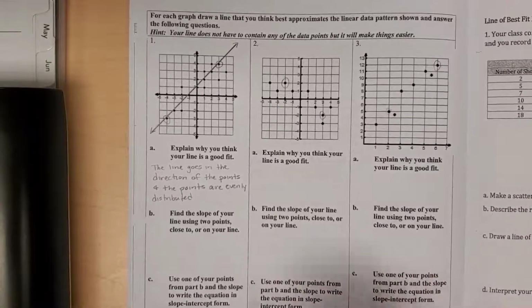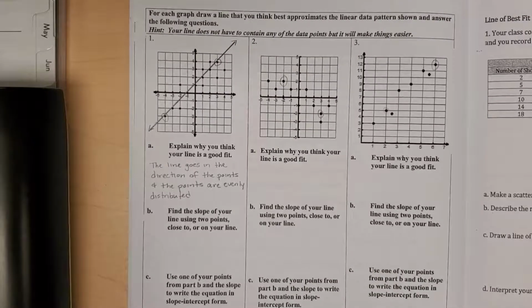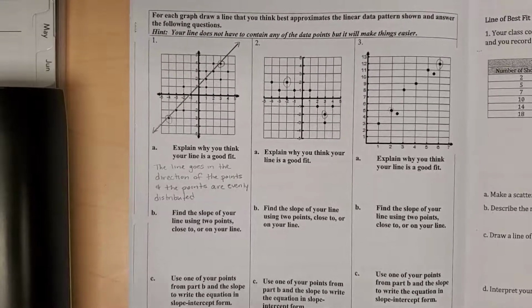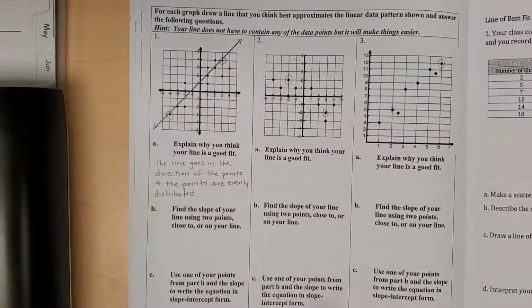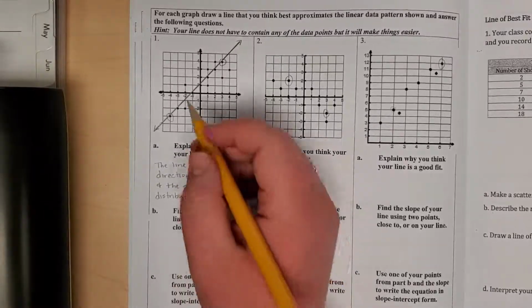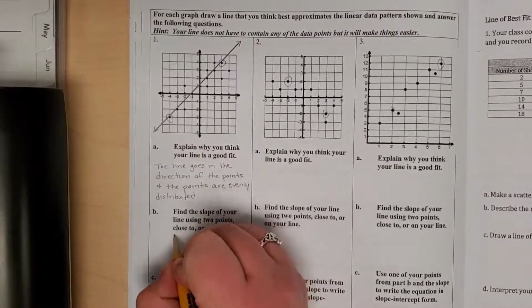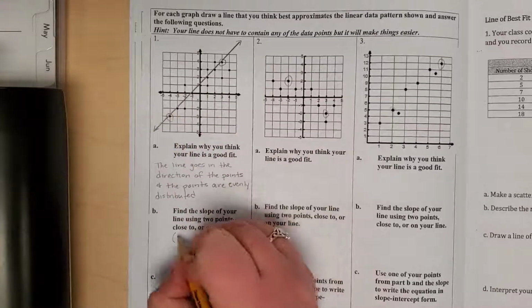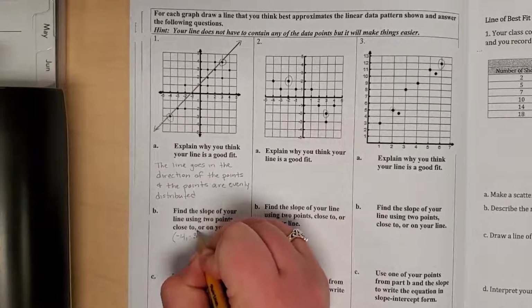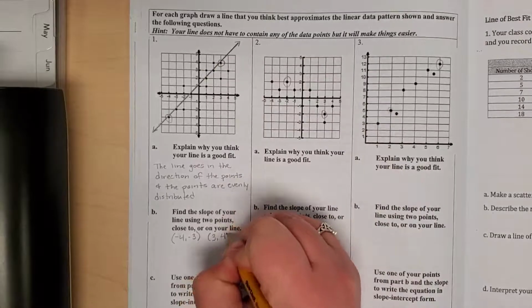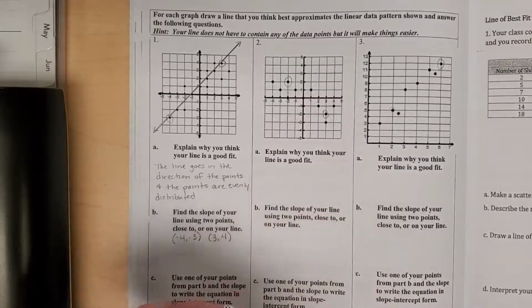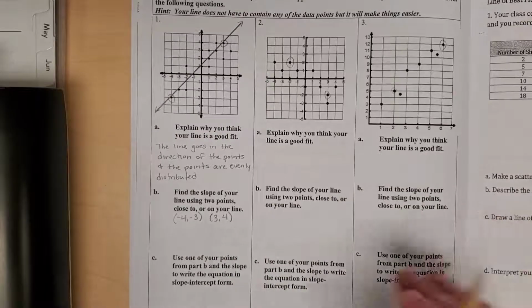Okay, so part B says find the slope of your line using 2 points close to or on your line. Now, the fact that we chose 2 specific points to put our line through makes this a heck of a lot easier, which is the reason why I told you to do it this way. So the 2 points that I chose are (-4, -3) and (3, 4). Now, if you remember, in order to find slope, it was always y minus y over x minus x. So that's what I'm going to do next here.